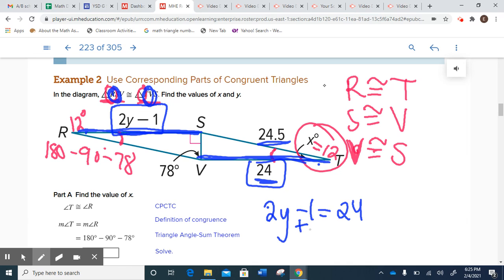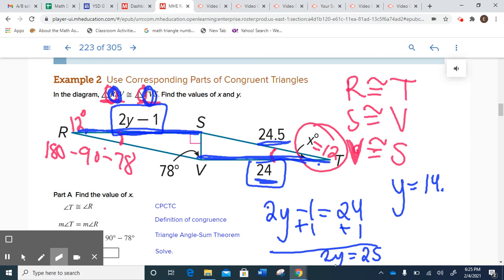Okay, add the 1. So y equals 14 point, no, is that right? 22.5? 12.5. 12.5 when you divide them by 2.